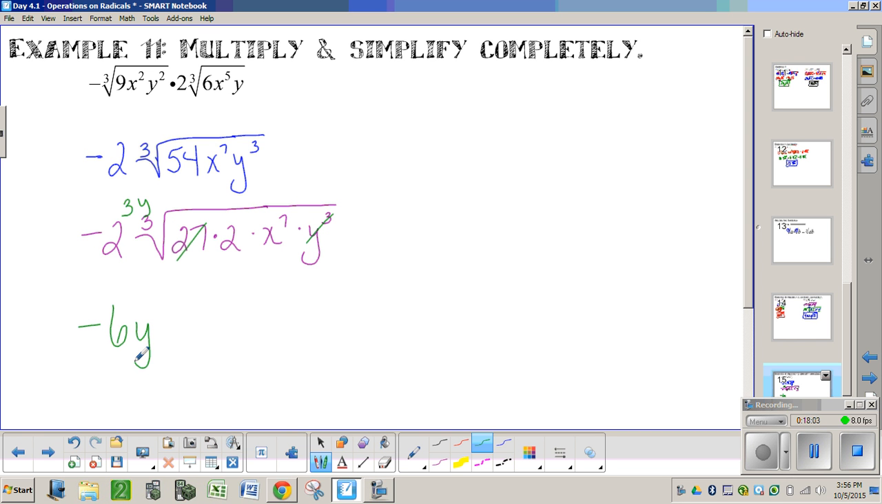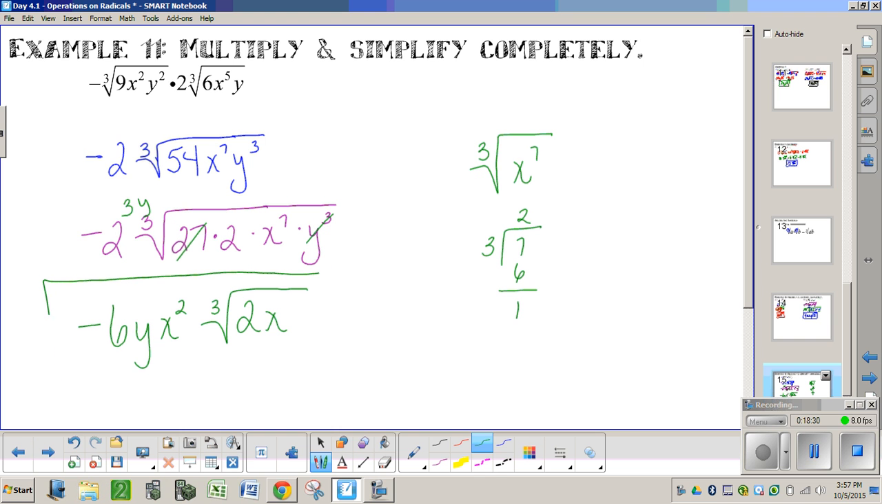And if you think back, how do we simplify the cubed root of x to the 7th? Just because it's been a few examples, let's remember. All right, you're going to do 3 into 7. So 3 goes into 7 twice. That's 6. We got 1 left over. So on the outside of the radical, you're going to have x squared. But then on the inside of the cubed root, you're going to end up with 2x to the 1st. So your final answer being 2x on the inside of the cubed root and negative 6y x squared on the outside.